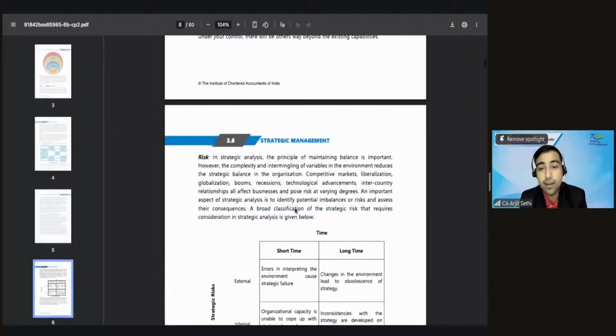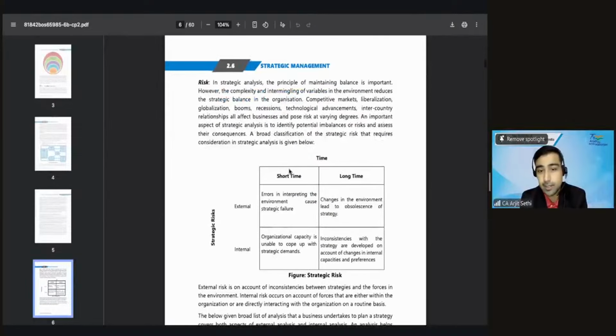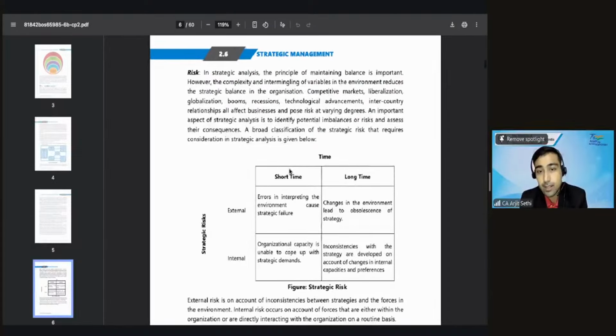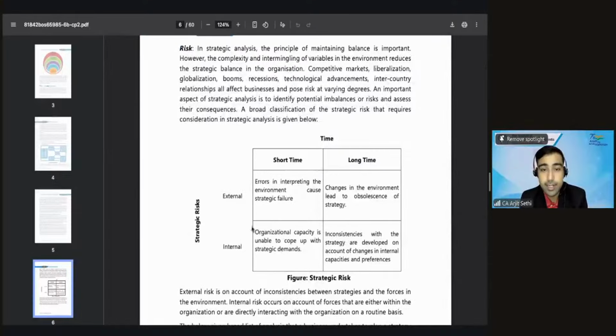Okay. Risk, बहुत ही बढ़िया टॉपिक है. Short term, long term, internal, external. External short term risk is when you interpret the environment wrong. तो आप क्या करोगे, करेक्ट कर लोगे उसको. If your assumption of the environment is wrong, it's an external short term risk.